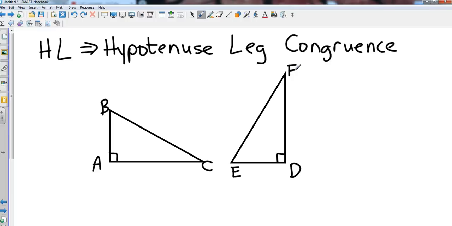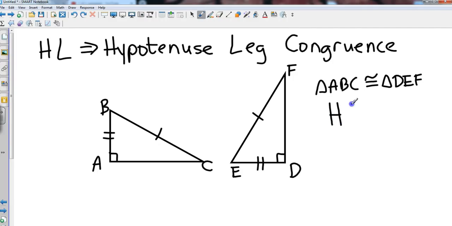And so in the hypotenuse leg theorem, if the corresponding hypotenuses are congruent, and one leg is congruent, then I know that the third one has to be, because if I did a squared plus b squared equals c squared, AC would have to be congruent to FD. And so in this case, triangle ABC is congruent to triangle DEF only because they're right triangles. And in this case, it's because of the hypotenuse leg congruence.